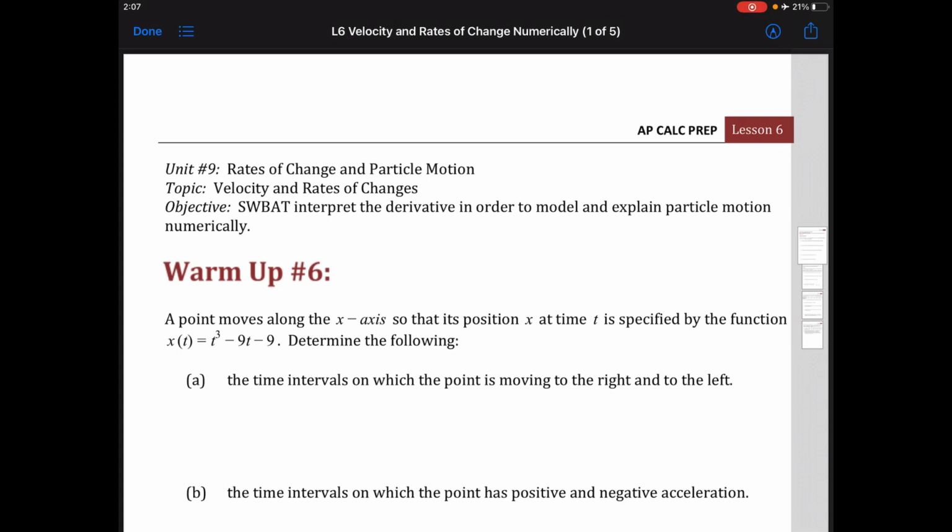I highly recommend pausing the video and trying the warm-up on your own, and see your answers or match your answers with mine. We're not using the calculator, so no calculator please for this lesson again. So let's get started with the question.